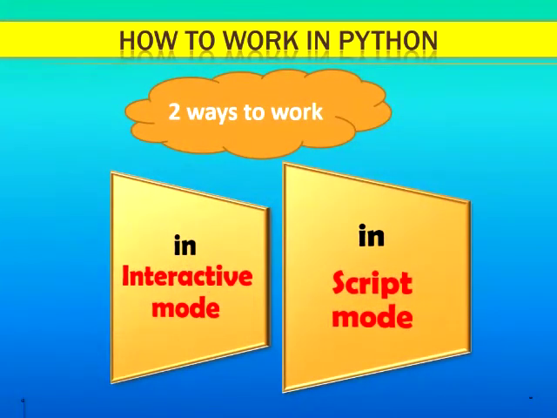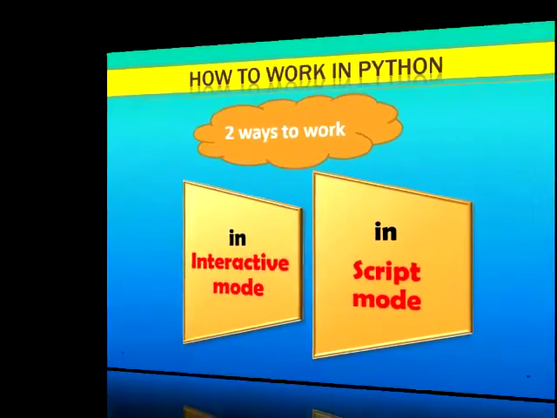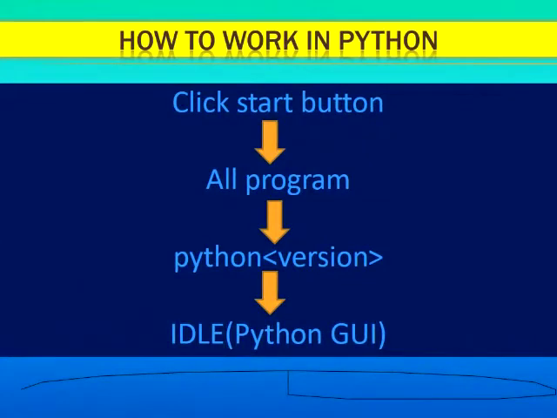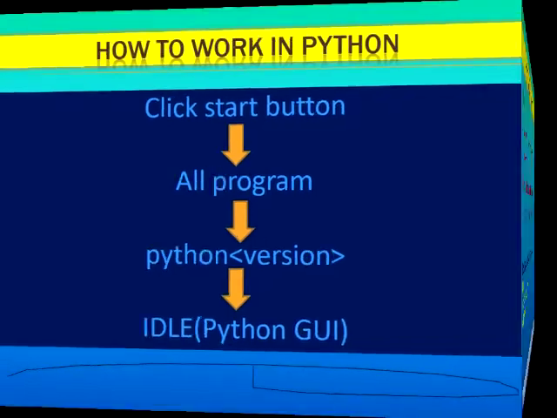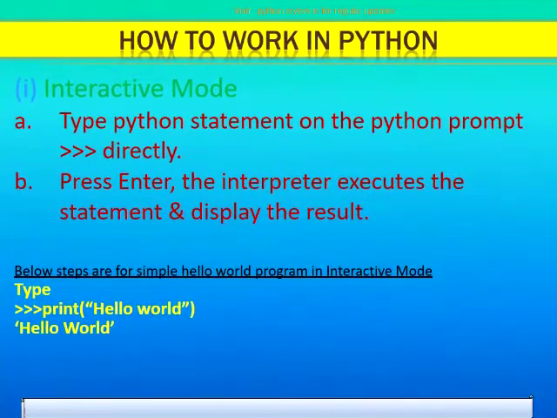Now how to work in Python? There are two ways to execute any particular code written in Python, either in interactive mode or in script mode. Firstly, to start Python, we need to click on the start button, then programs, then the Python version, and then we will select IDLE. IDLE means integrated development and learning environment.